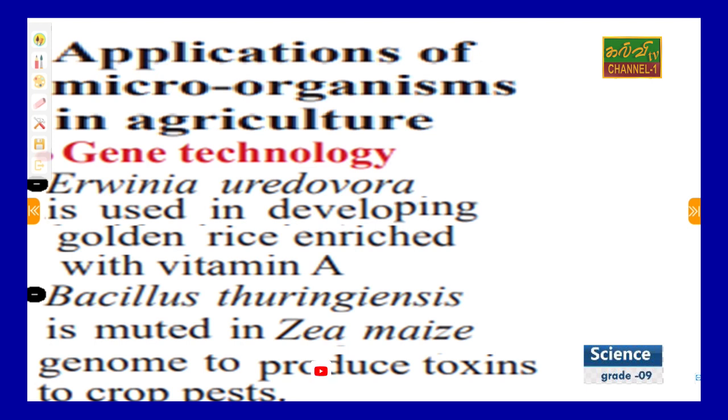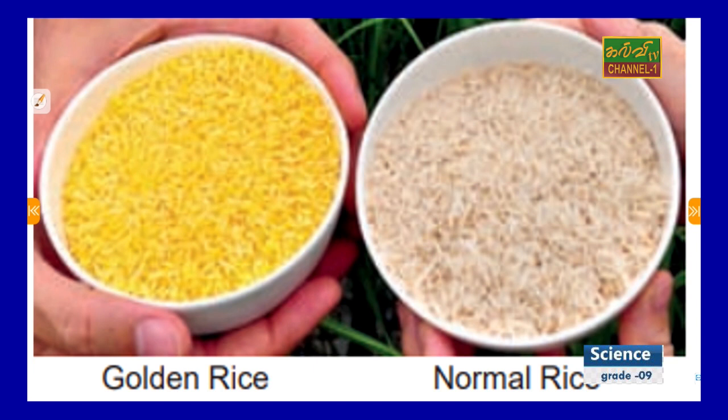What is Erwinia uredovora? This Erwinia uredovora, right? In the typing they are in italic, so you can recognize this as a biological name. It is used in developing golden rice, enriched with vitamin A. I already mentioned it. Bacillus thuringiensis is found in Siamese, you know this, in Tamil Solam or Iringu in Sinhala. This genome produces toxins against crop pests, right? These are applications, the golden rice and normal rice.